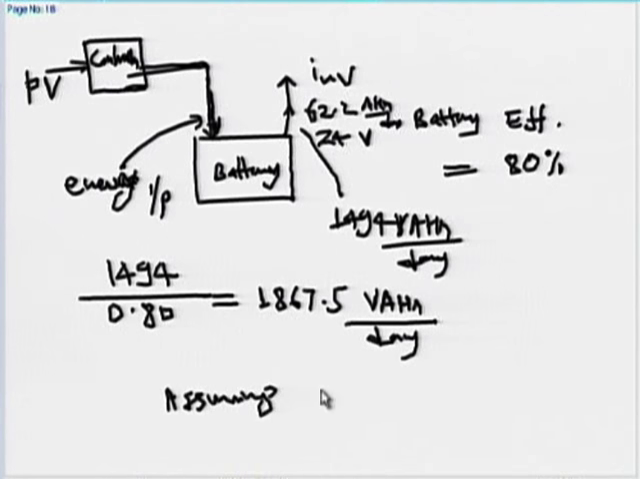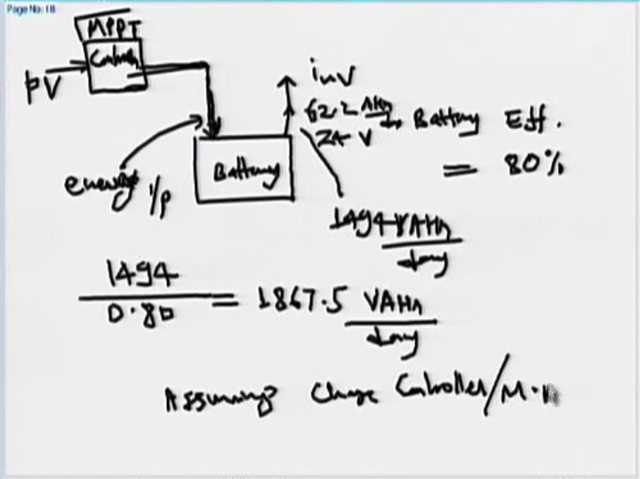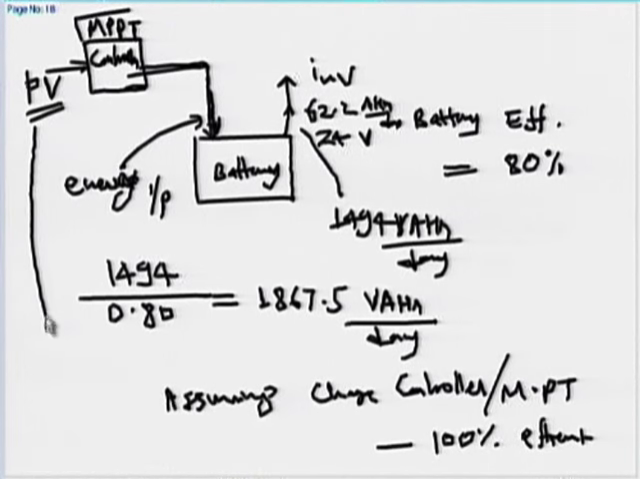Sometimes instead of a charge controller, you can also use an MPPT, your maximum power point tracking device. So, assuming your charge controller or your MPPT is 100% efficient. If it is not 100% efficient, you have to divide this number further by the efficiency of your MPPT, and you will get the energy that has to be supplied from the PV. But because it is 100% efficient, how much energy should the PV module supply? This much. This is the energy the PV module should supply every day.